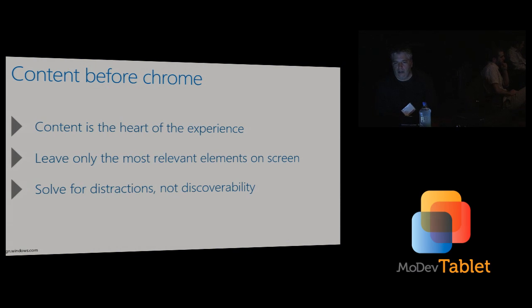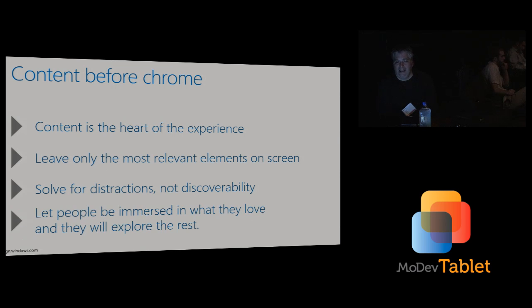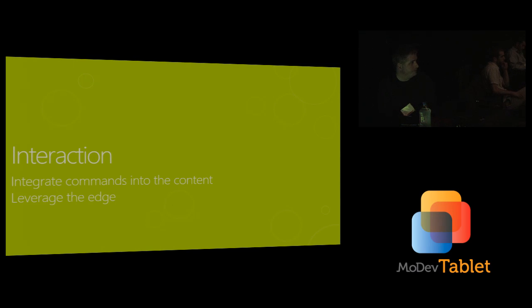So, in summary, content's the heart of the experience, and we really want to get rid of all the junk in our interfaces. And we also want to solve for distractions and not discoverability, because Windows is so easy to navigate around. All of this conditioning that I've had as an information designer to say people always need to know where they are doesn't really matter anymore, because it's easy enough to get around the interface that I can actually solve for the distractions and not worry about discoverability in my application. And that lets people be immersed in what they love, and then they can explore the rest on their own.